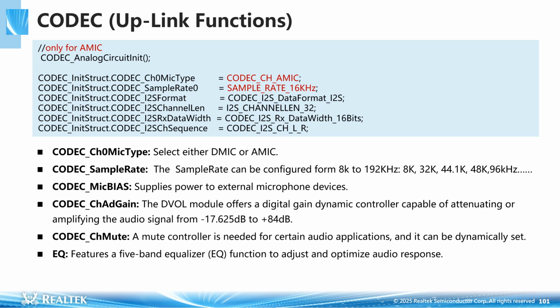The uplink path is a recording processing module that includes the following parameters. Point 1. The mic type for the channel can be AMIC or DMIC. Point 2. It supports a configurable sampling rate. Point 3. It provides DC bias current for external microphone devices. Point 4. It provides dynamic control of digital gain from -17.625 dB to +84 dB. Point 5. It supports dynamic mute control. Point 6. It supports 5-band EQ functionality to adjust and optimize the audio response.